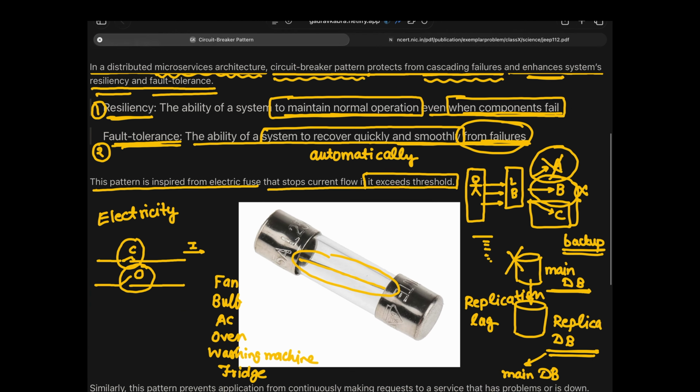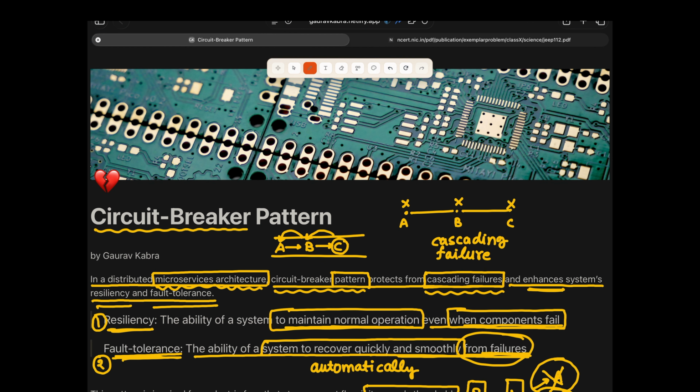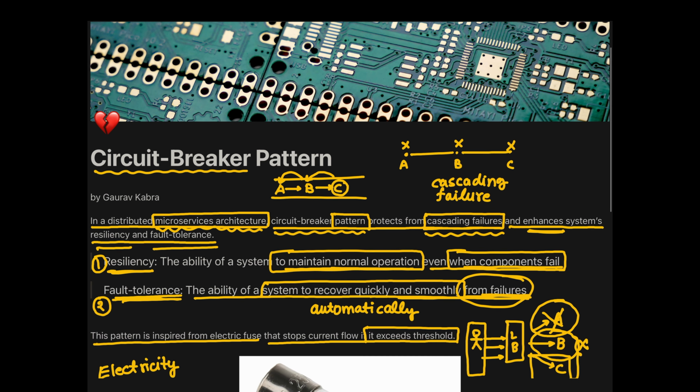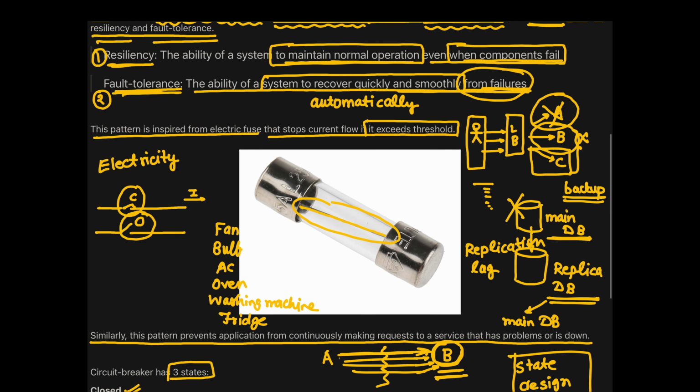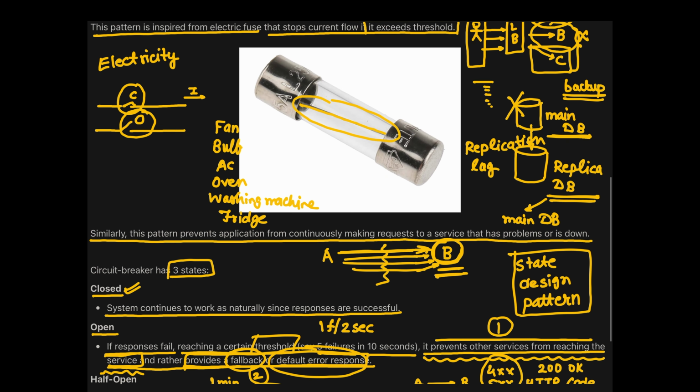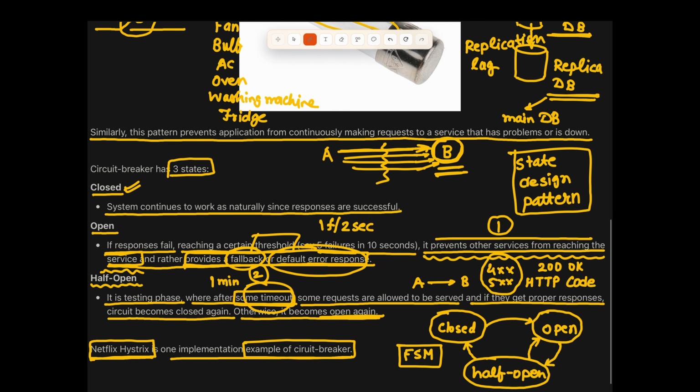So in this video, we discussed what a circuit breaker pattern is. We discussed the difference between resiliency and fault tolerance and how the circuit breaker pattern ensures both. We discussed how it is inspired from the electricity chapter in science. We discussed the three states of a circuit breaker, namely closed, open, and half open. And we saw that Netflix Hystrix is an example of a circuit breaker.